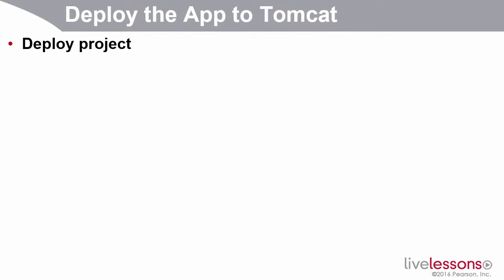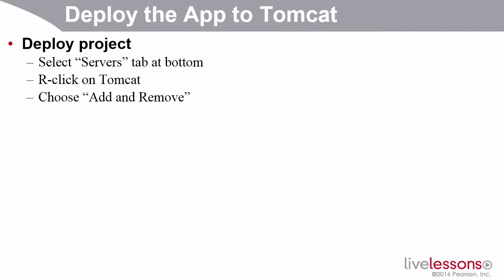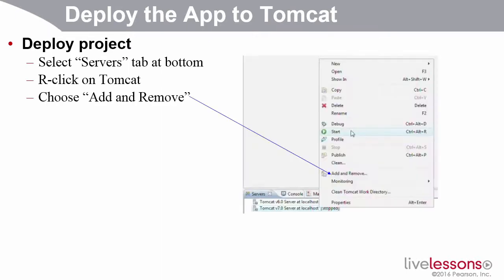So to deploy the project, the first thing you do is you click on the little Servers tab at the bottom. And again, I'll do this all interactively shortly, but this is a good reference to come back to later. You right-click on Tomcat, and you choose Add and Remove. So it looks something like that when you right-click on Tomcat. And you choose the entry that says Add and Remove apps, projects. You choose the project that you just created. You press Add, and then you say Finish.